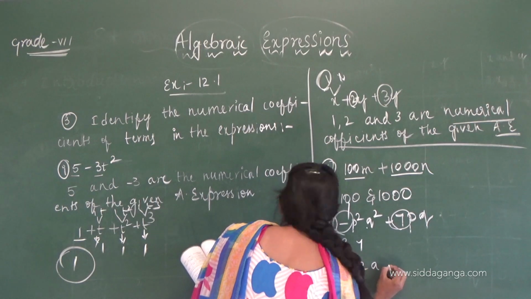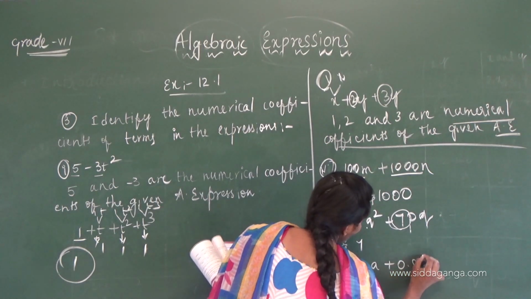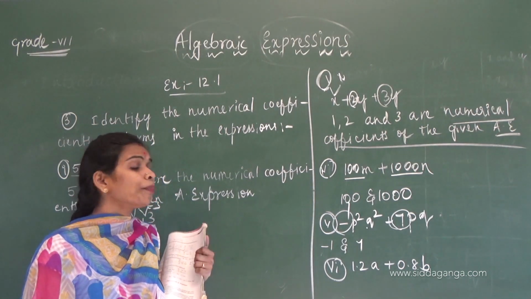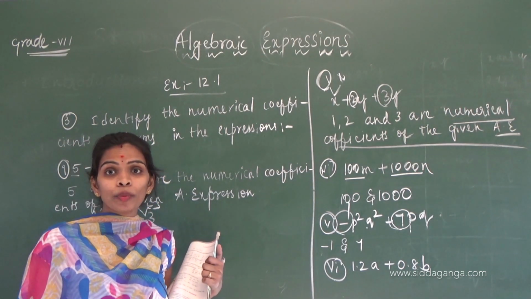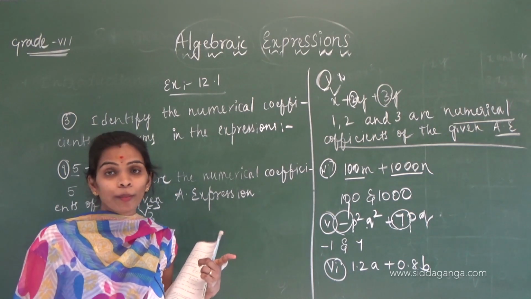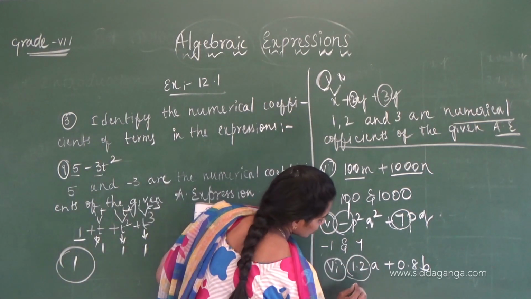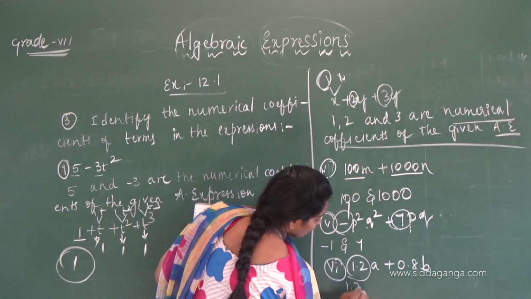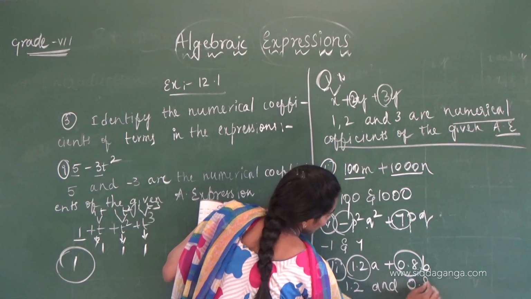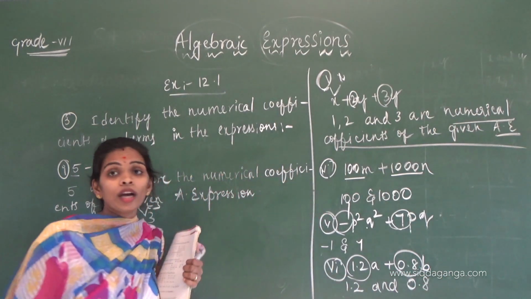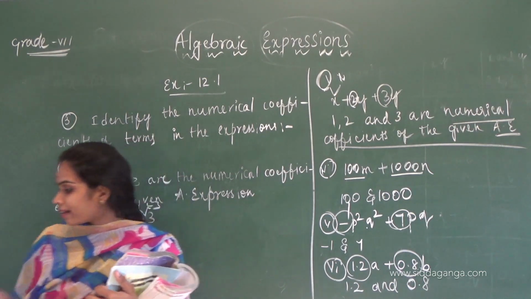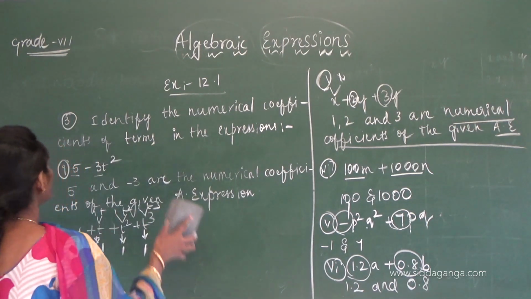Minus 1.2a plus 0.8b. In 1.2a, what is the numerical thing? Obviously the coefficient is minus 1.2, and in the other term 0.8. Minus 1.2 and 0.8 are the numerical coefficients of the given expression. You have to write like that in your note.